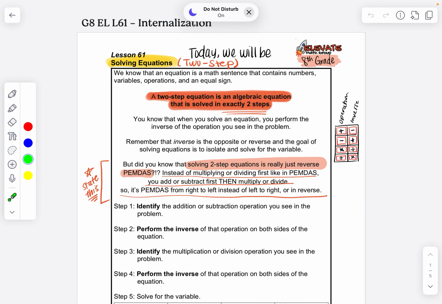Today we will be solving two-step equations. Over the past few days, students have been working on one-step equations. They are going to apply that same knowledge to be successful today. In a one-step equation, students are only solving using one step. However, in a two-step equation, they are solving using exactly two steps.